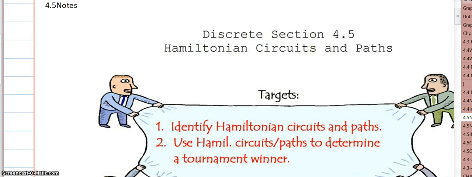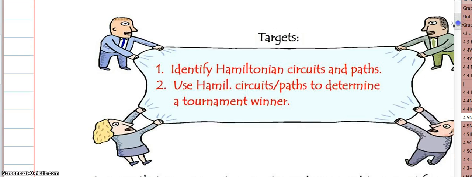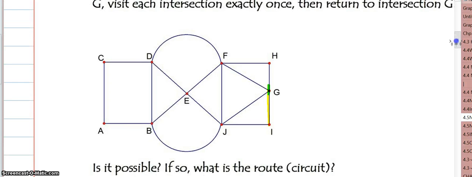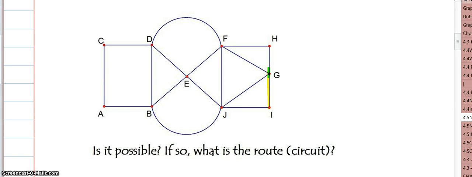Hello, math analysis. We are looking at section 4.5 right now, which is on Hamiltonian circuits and paths. As a review, you know from the last section that a path is a graph that begins and ends at different vertices. A circuit is a route that begins and ends at the same vertex. And what's different about Hamilton from Euler is that with Hamilton you must touch each vertex exactly one time, as opposed to Euler where you must trace over each edge exactly one time.